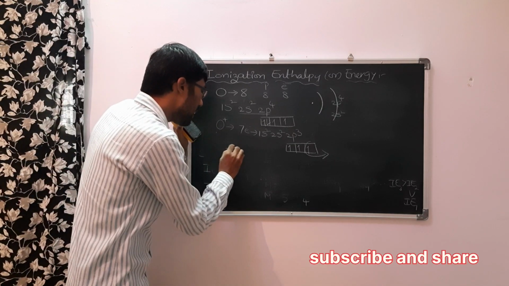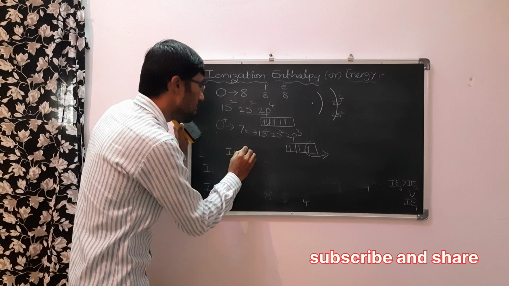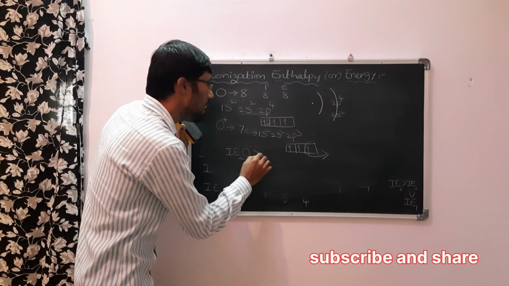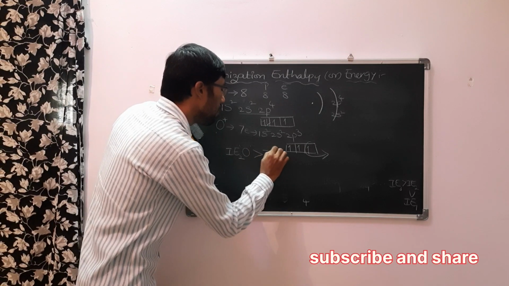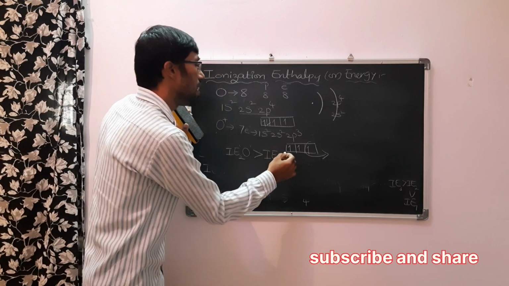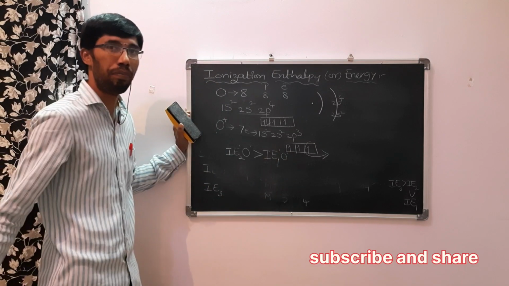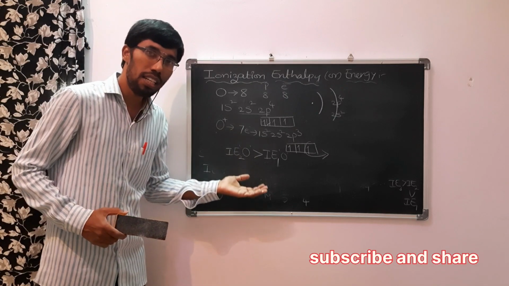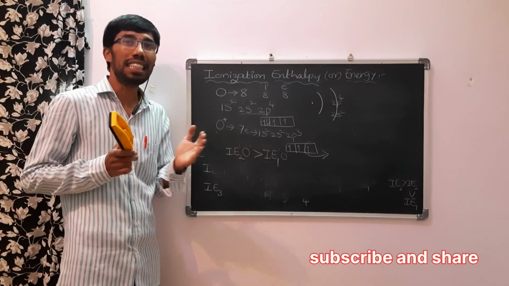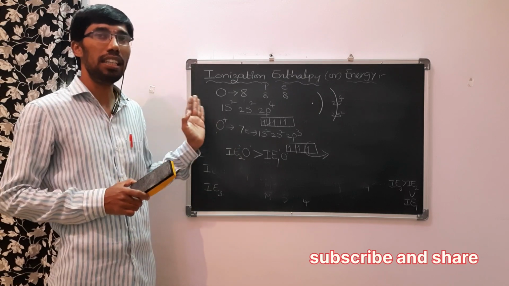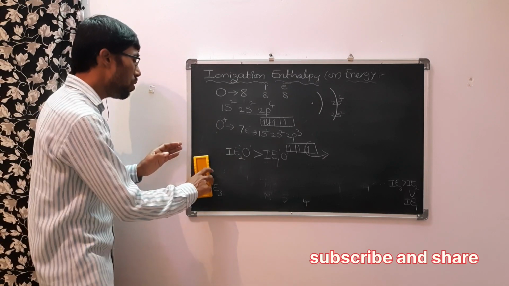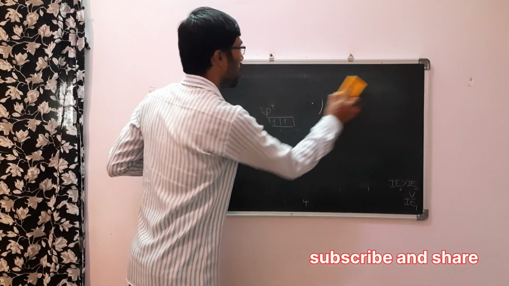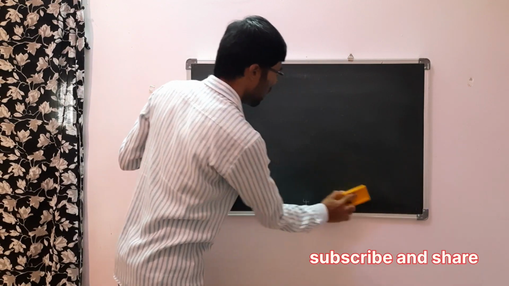So the second ionization energy of oxygen is always greater than the first ionization energy of the oxygen atom. Why? Because the nuclear attraction increases as well as the atomic size decreases. That is the reason. Now we will see the factors which affect ionization energy.